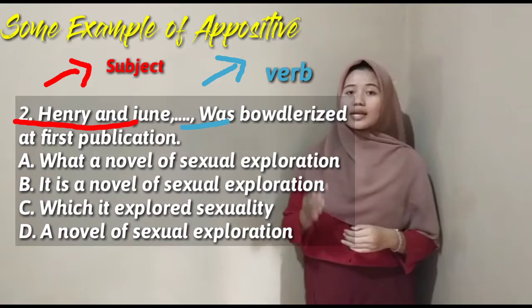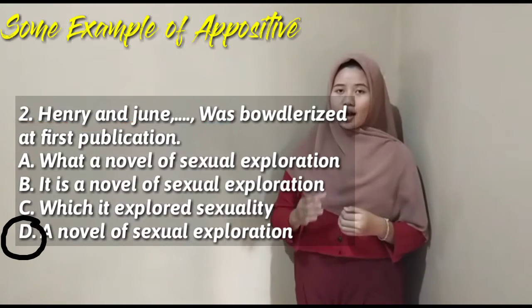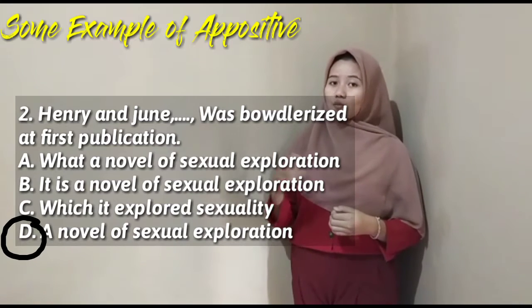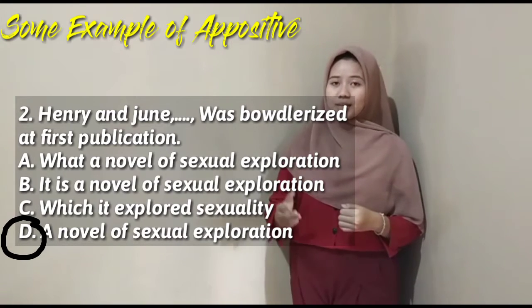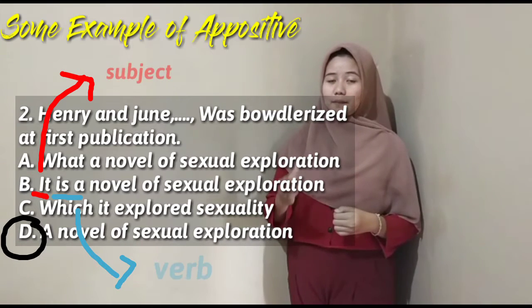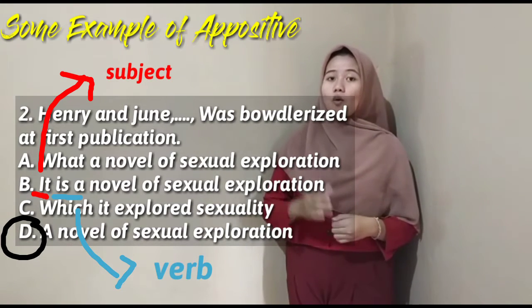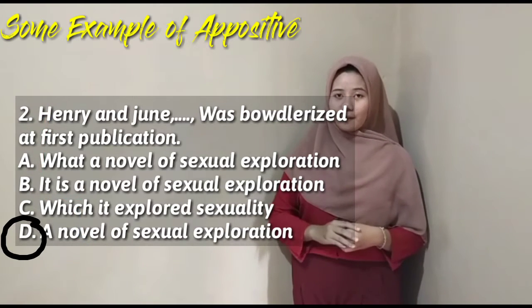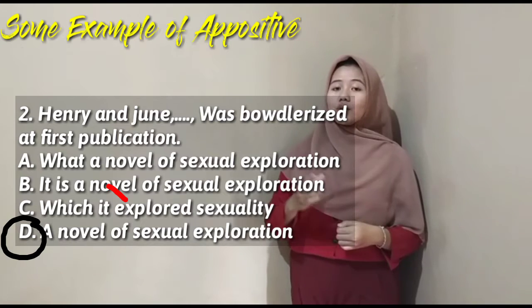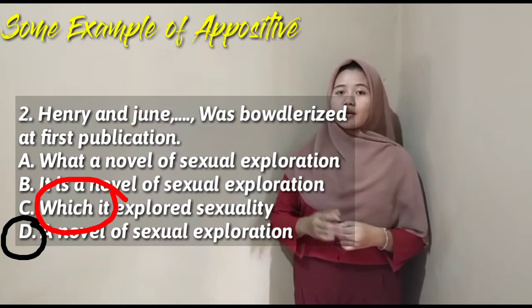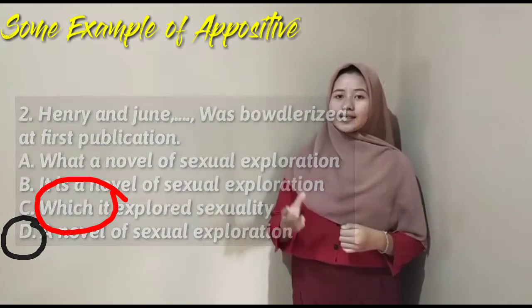The answer is D, because in option A, the pattern used is not quite right. In option B, there is the phrase it is. It is a subject, is is a verb, while in the question there is already a subject and verb. In option C, there is the phrase which it. It should be which plus subject plus predicate.